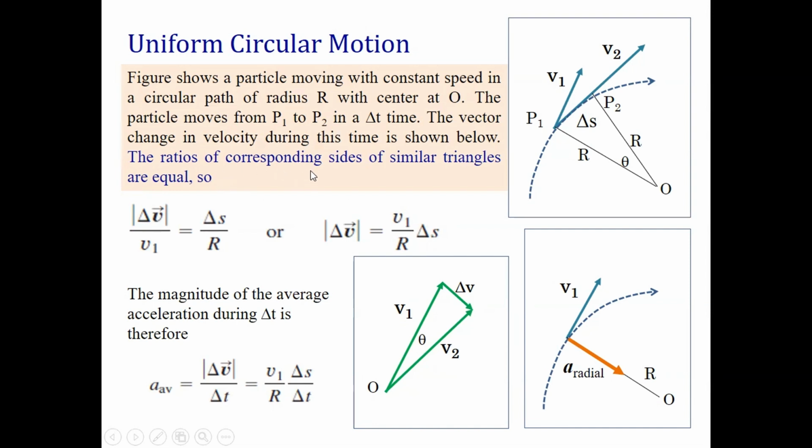So the ratios of the sides of the similar triangles are equal, and therefore delta v over v1 and delta s over r are the same. Therefore, we can say that the average acceleration during time delta t is delta v divided by delta t, which is equal to v1 divided by r multiplied by delta s over delta t. The s is the curved path.